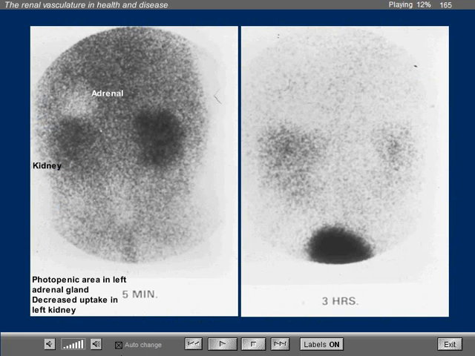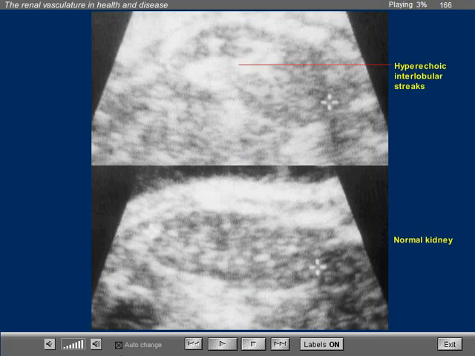An isotopic study of the kidneys revealed the photopenic area at the level of the left adrenal gland and decreased uptake at the level of the left kidney. Echographic examination of a child with renal vein thrombosis revealed in the affected kidney the hyperechoic interlobular streaks, which are very suggestive of this complication. Below, one can see the contralateral normal kidney with normal echogenicity in contrast with the speckled echogenicity of the affected kidney.